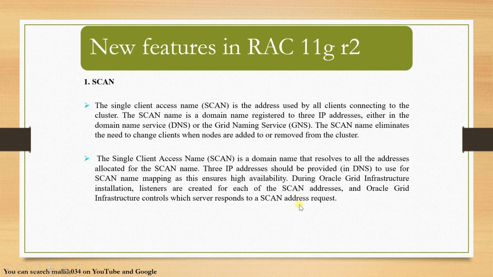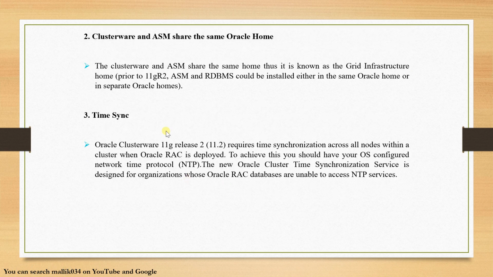Okay, that is for SCAN. SCAN is one of the new features. SCAN can be established using GNS or DNS. So for the SCAN configuration you can use GNS, Grid Naming Service, or DNS. By using either one you can configure your SCAN. And another new feature is that Clusterware and ASM share the same Oracle home. We call it the grid infrastructure home, a single Oracle home where Clusterware and ASM together run.